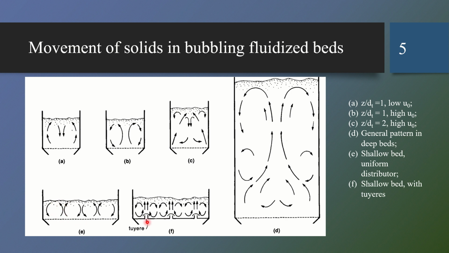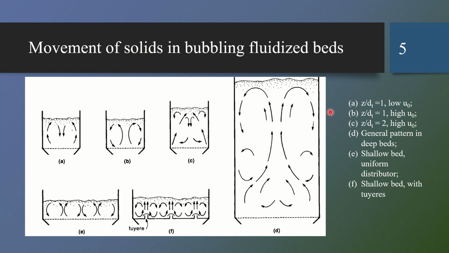Whereas when there are tears for gas inlet, you can all see how it affects the solid flow pattern. Here it goes straight, whereas in the near in-between space, they are going in a circulation type.